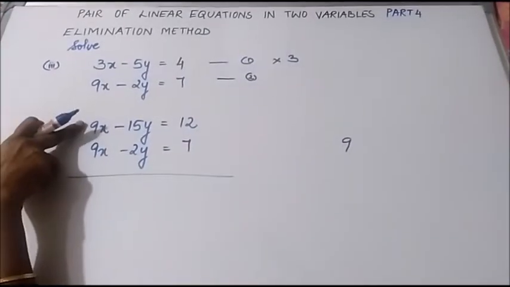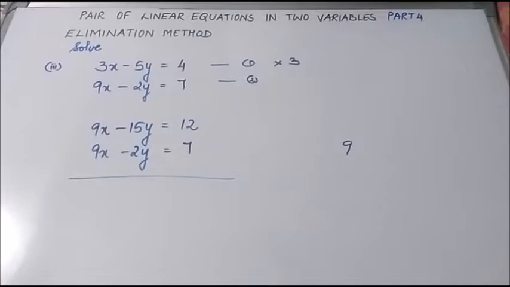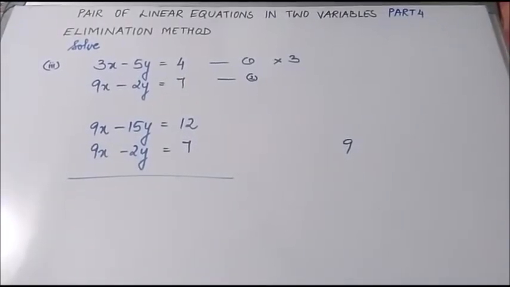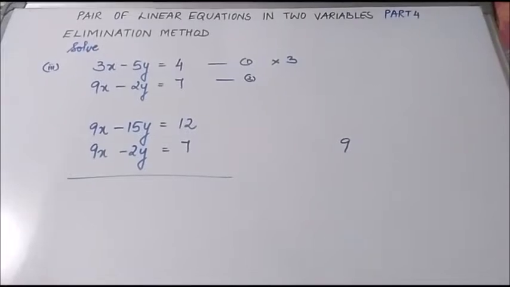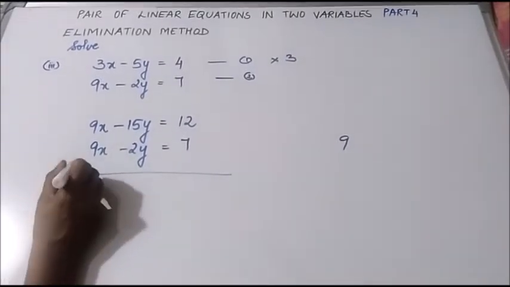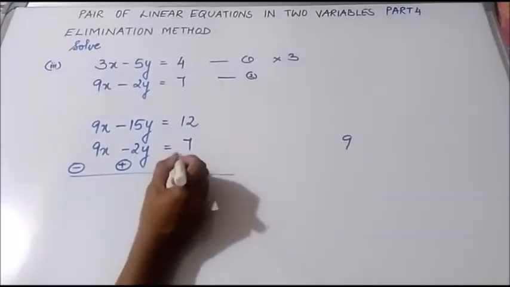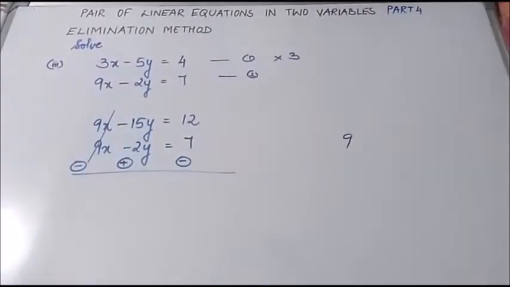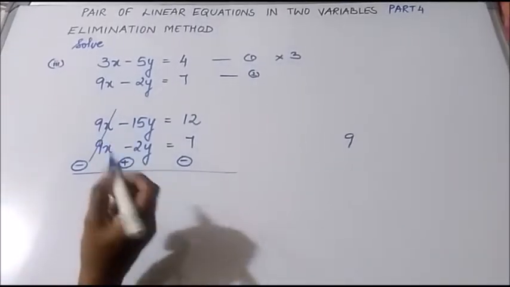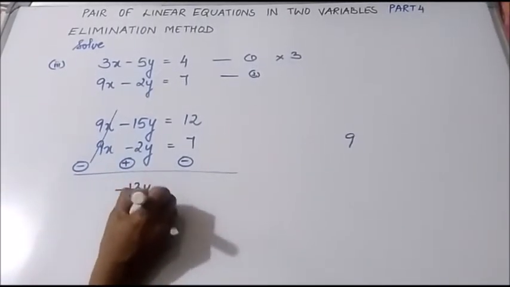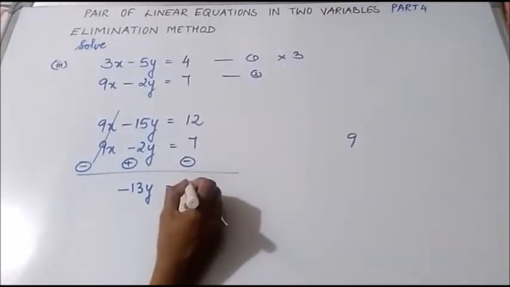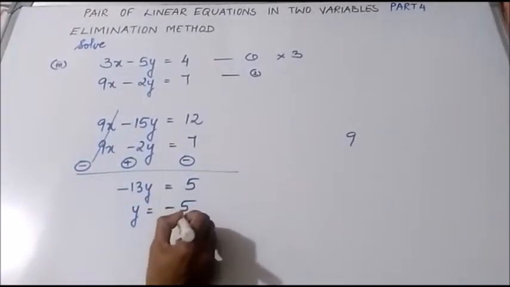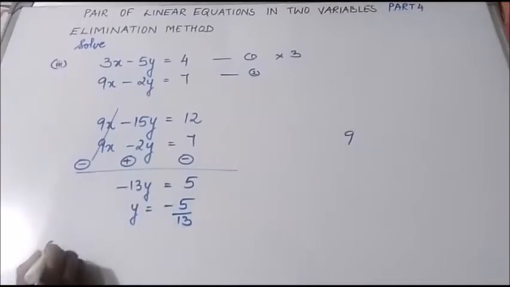Here we see that both the 9x are positive. So if we add, they will not get cancelled. So what should we do? We should subtract the equation. Now subtraction means what? Changing the sign. The plus here becomes minus, the minus becomes plus, and here plus becomes minus. 9x minus 9x means this term will get eliminated. Minus 15 plus 2 will give us minus 13y, and here 12 minus 7 will give us 5. y is equal to minus 5 by 13. Now substitute.